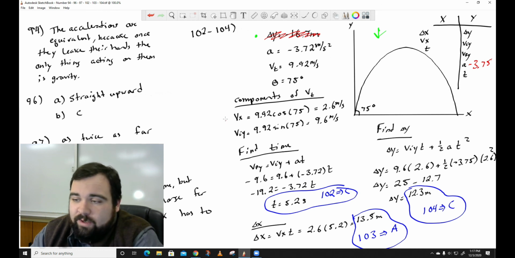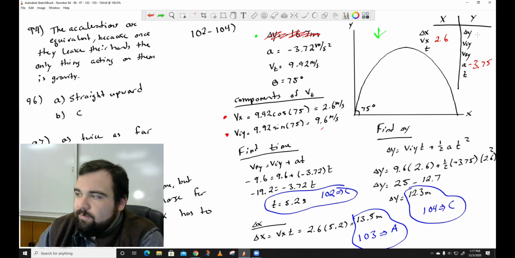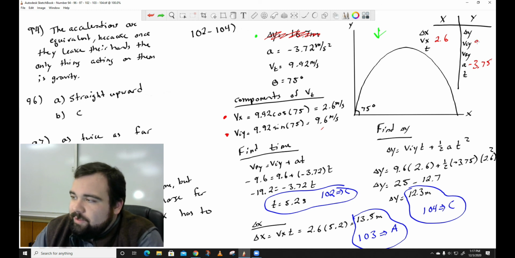So with that being the only thing we can plug in, we need to go ahead and find these components. We need to find Vx, so we need to find VIY. So 9.92 and cosine of 75, and then sine of 75. We get two values. That our x component for Vx is 2.6, and our y component for VIY is 9.6.